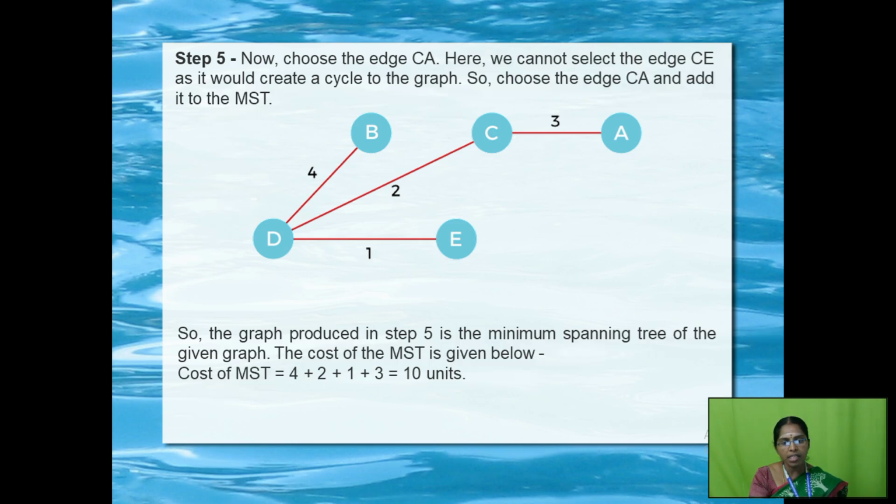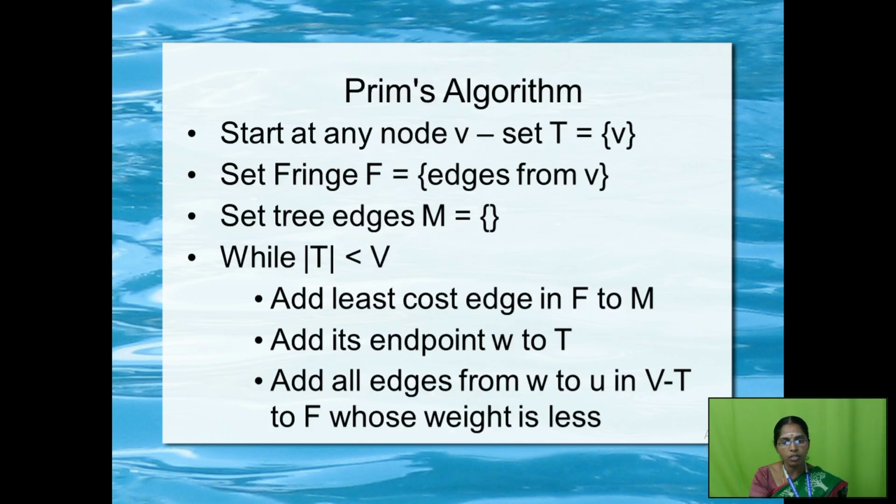The total cost of the minimum spanning tree is the sum of all the costs in the minimum spanning tree. So that is 4 plus 2 plus 3 plus 2. We are getting 10 units for the spanning tree. So this is what we have done, how to calculate the minimum spanning tree this way.